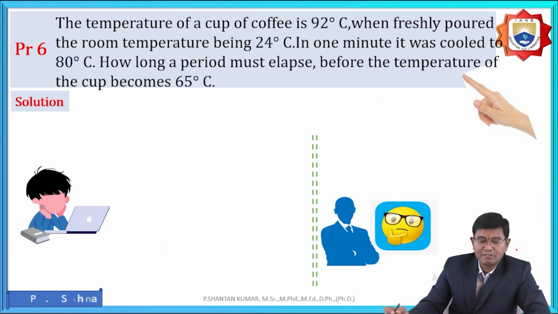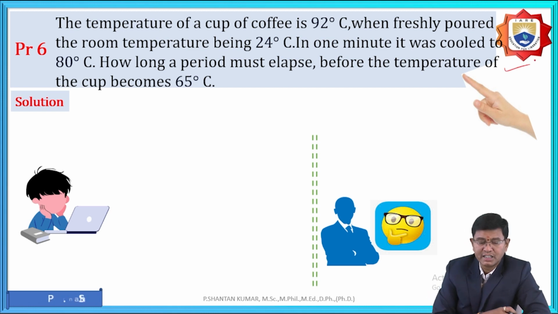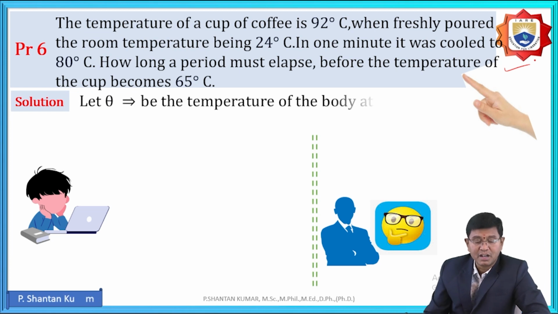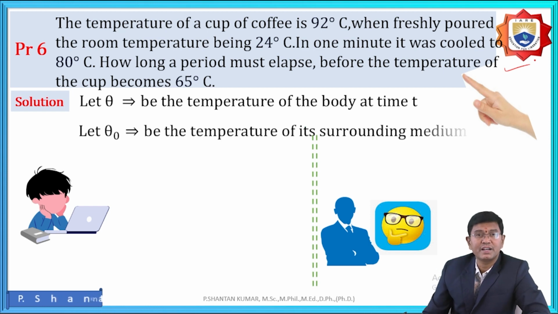Next one. The temperature of a cup of coffee is 90 degrees. While we observe this clearly, it is not a differential equation like that. Based upon this, the problem is under the applications of differential equations, that is nothing but Newton's law of cooling, and based upon that we need to understand it. Therefore, according to the differential equation, let us assume that theta is the temperature of the body at time t and theta naught is the temperature of the surrounding medium.